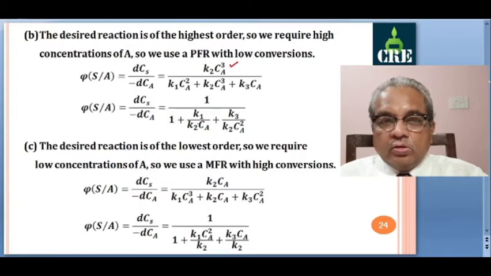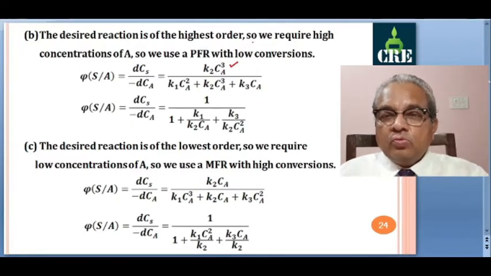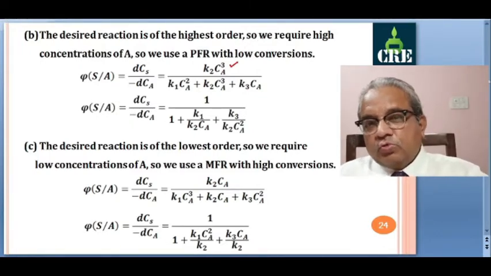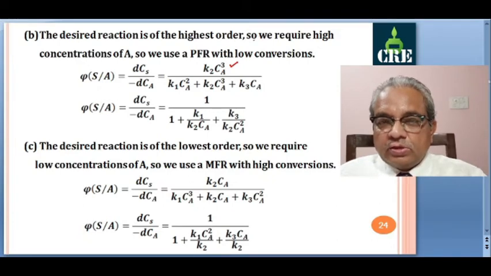So if we put high concentrations of A, we can use PFR here, which will give low conversion, progressive conversion. The concentration will not drop at once as in the case of a mixed flow reactor.